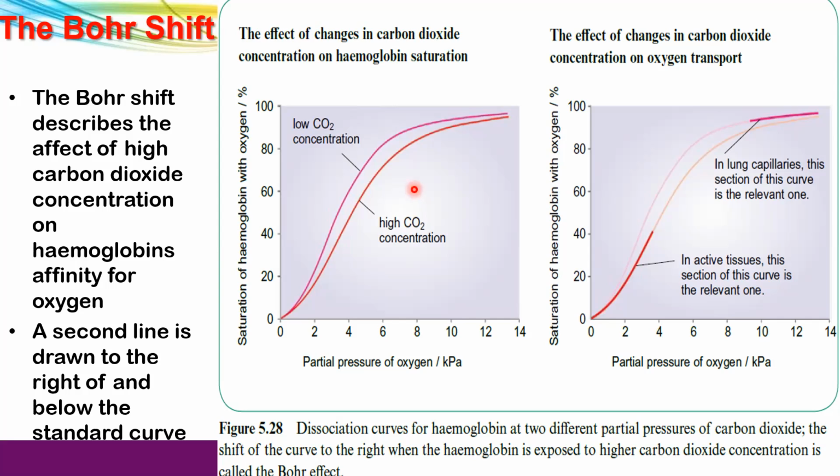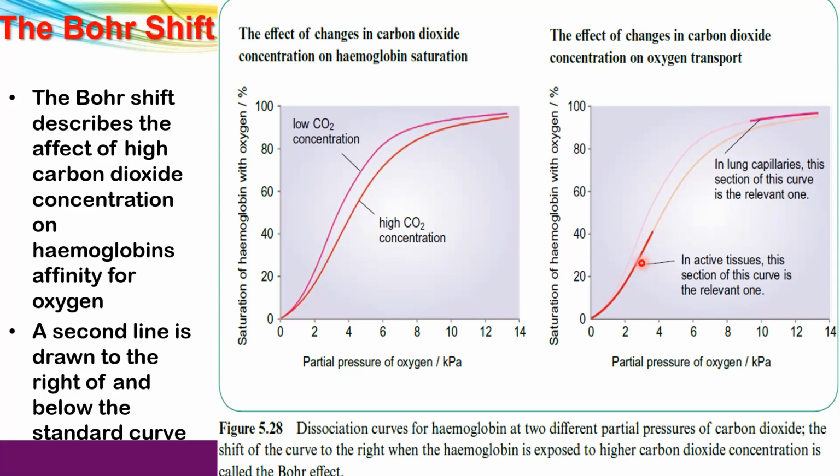Again, what you need to notice in this curve, if you get that in the exam, is this part of the curve and this part of the curve. This is what you need to learn. In active tissues, because there is more carbon dioxide production, if you compare it with the standard curve, you will always see the second curve shifted towards the right. So this is the curve that we'll be looking at.